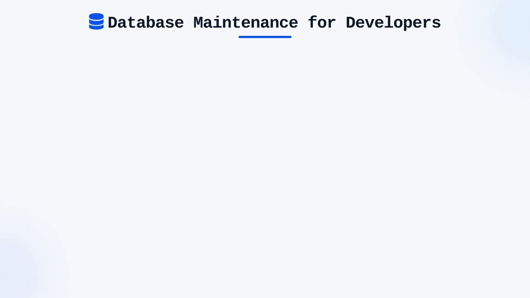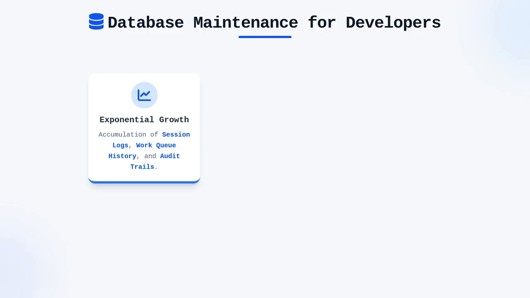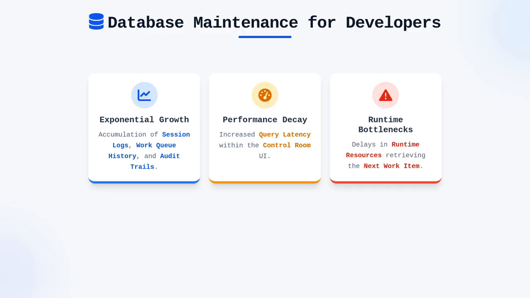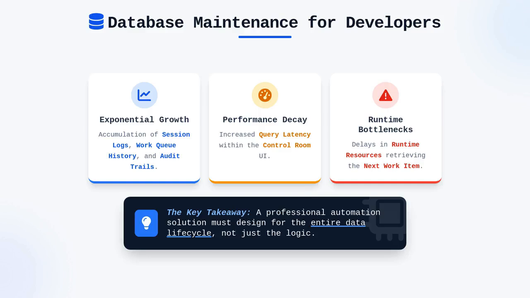When your production environment grows, the volume of session logs, work queue histories, and internal audit trails expands exponentially. If these tables are left unchecked, the performance of queries within the control room starts to degrade noticeably. This latency does not just affect the user interface. It can introduce bottlenecks when the runtime resources attempt to query the database for the next work item. A well-designed automation solution must therefore consider the life cycle of the data it generates.